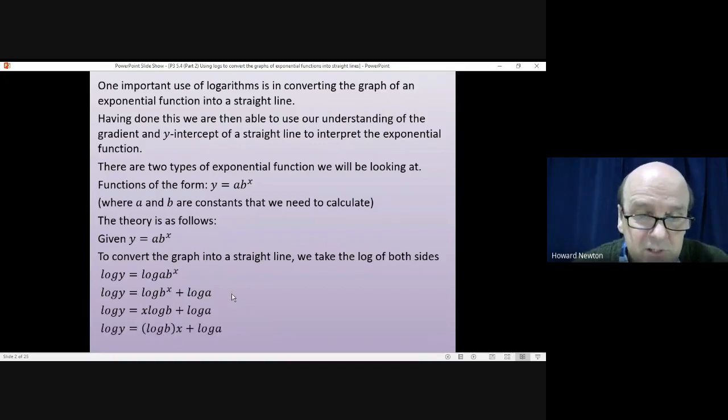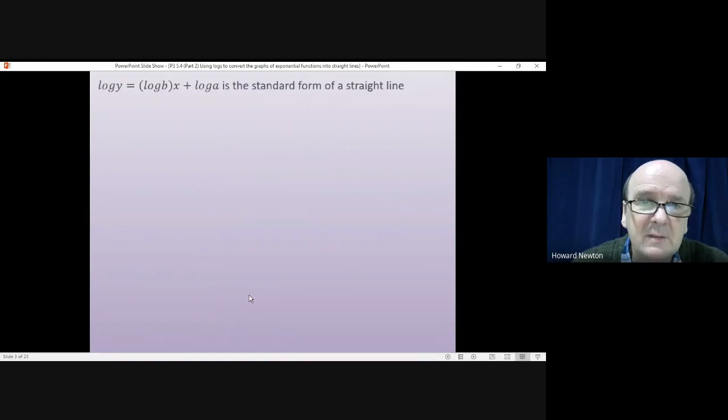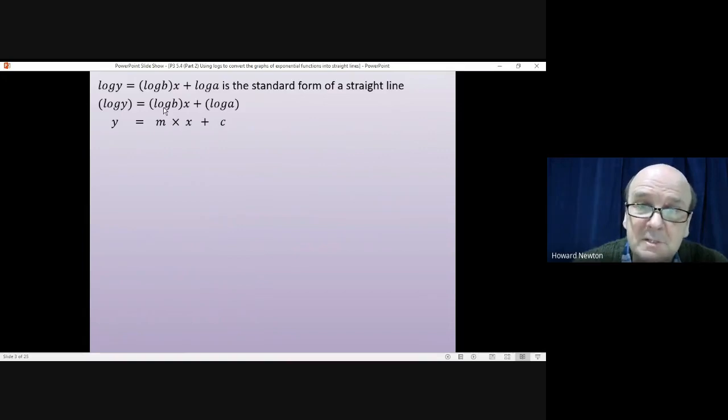And just rearranging these two terms, we could write that as log y equals log b times x plus log a. And the reason for doing that is because then you have the standard form of a straight line, where log y is the equivalent to y, and log b is a constant, that'll be the gradient of the line, m. In this instance, x hasn't changed, and we do just use the values of x from the question when we do this. And log a will be the y-intercept of the straight line.